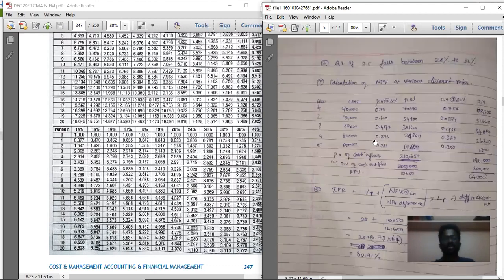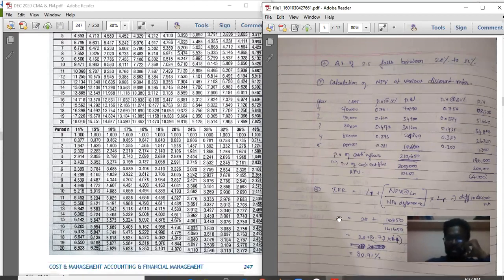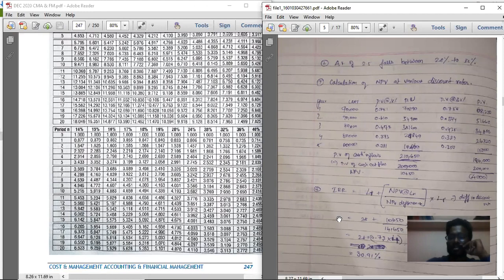So below that, statement number 3, point number 3, calculation of NPV at various discount rates. At various discount rates, so for 28% and 32%, you should calculate. Below that, draw a table. You can even put an 8 columnar table.